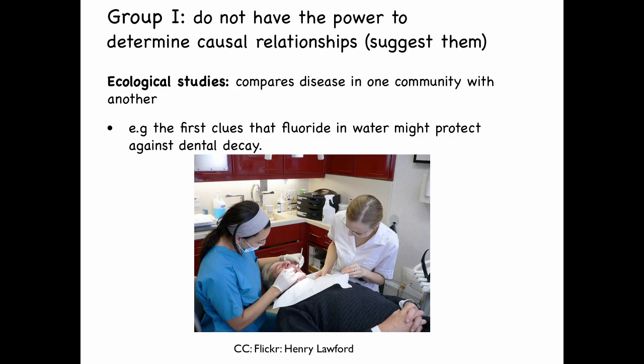So the first we're going to talk about are group one of studies. These are not as powerful. They can suggest associations, but they don't suggest causality necessarily. First and least powerful is what we call ecological study designs. And this is where we can compare diseases in one community versus another to come up with some inferences. So for example, in certain communities there may be fluoride in the water, in other communities there aren't. And early on in health promotion, they discovered that the folks who lived in communities with high levels of fluoride in the water had less dental decay. Subsequent studies went on to look at the effect of taking fluoride on dental health, and sure enough, it turned out that there was some cause and effect.